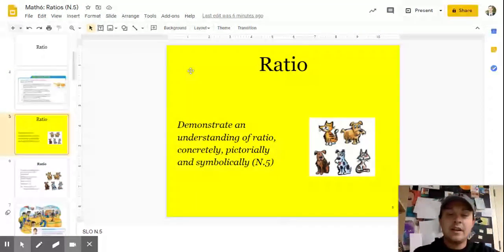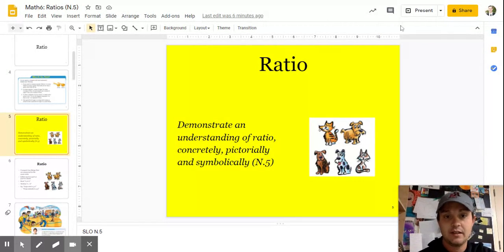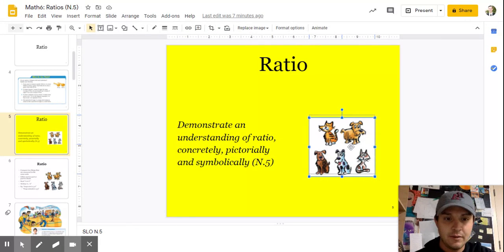So this is what our outcome is this week. It's called ratio. Demonstrate an understanding of ratio concretely, pictorially, and symbolically. This is outcome number 5. And our picture that goes with this is this little one of dogs and cats. I wonder why.